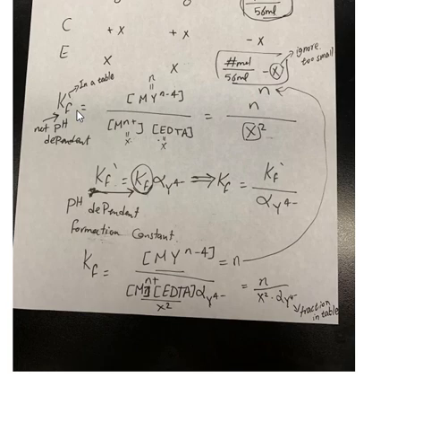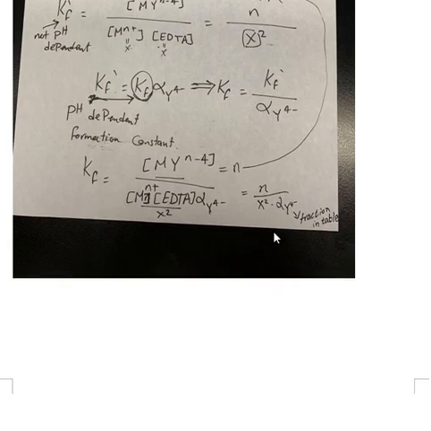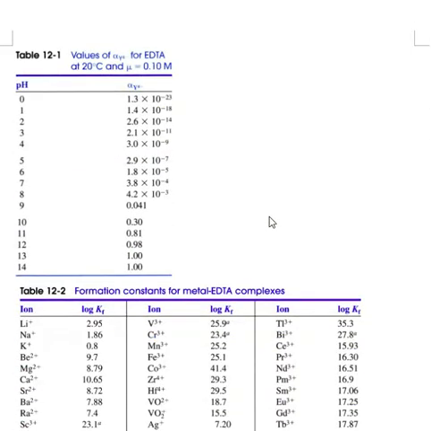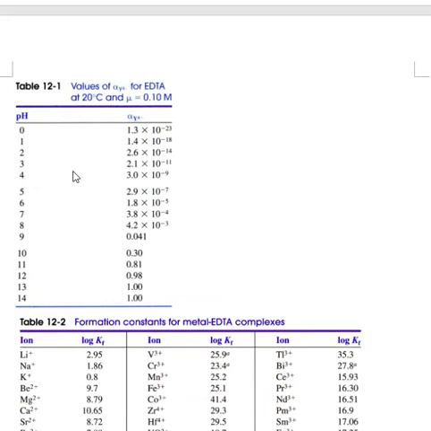Here you have the Kf prime. You have n. You can get this x squared. Then you have n, you have x squared here. You just need one more thing. This is the alpha fraction, this thingy. It's in this table. After you are done with your titration, you measure the pH of the solution.